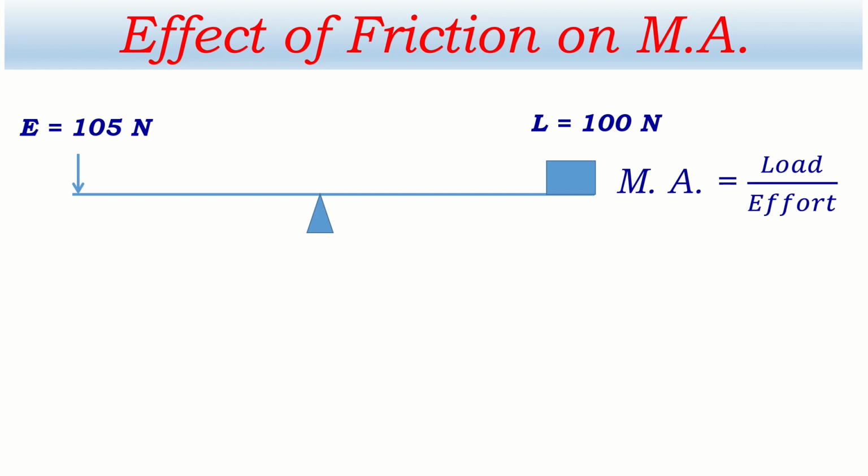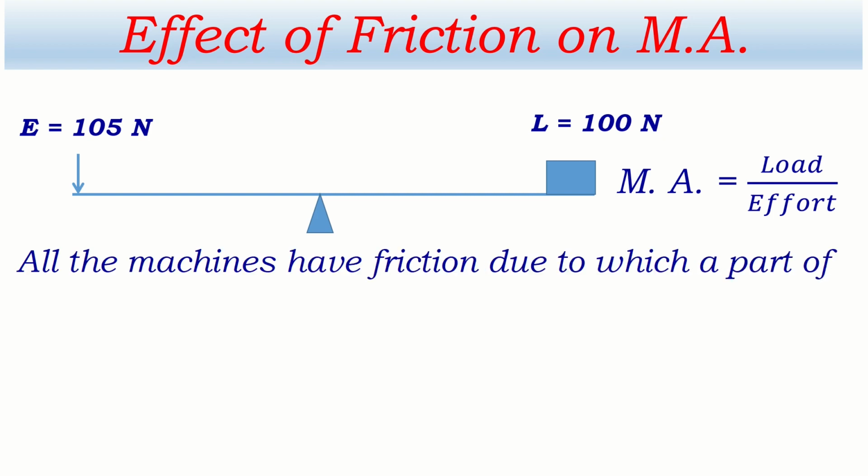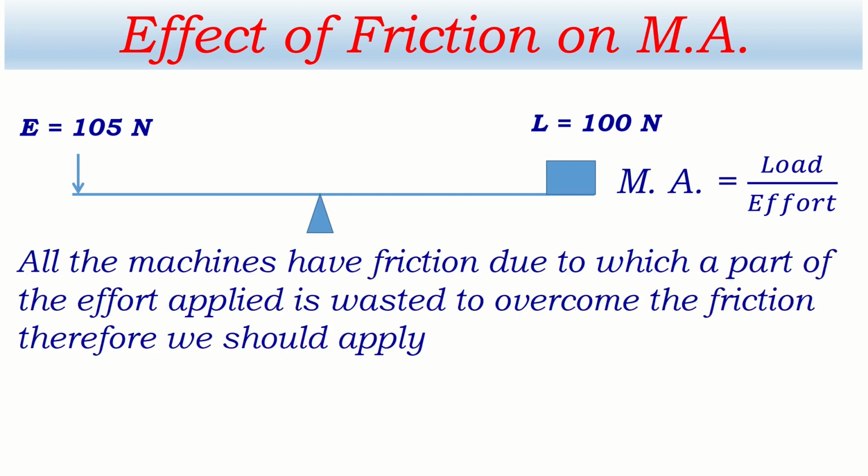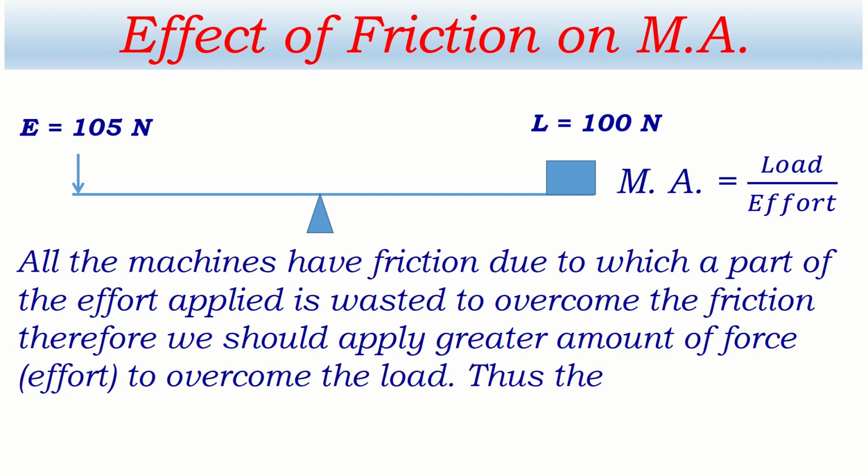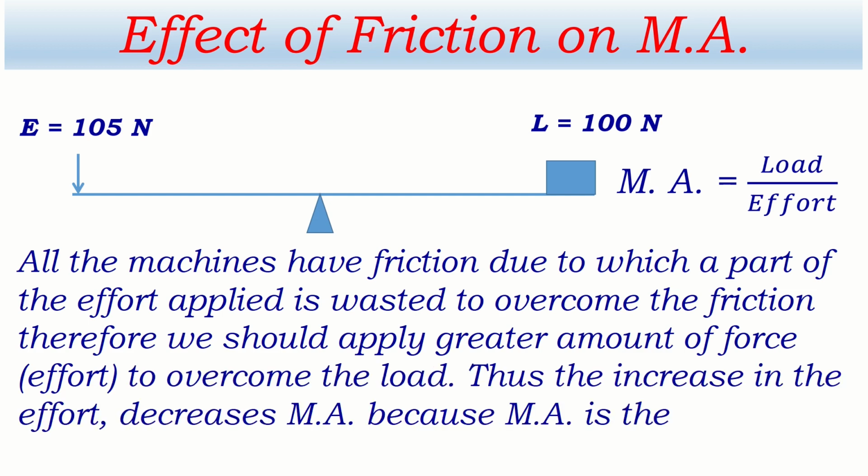It reduces mechanical advantage. We can write in a sentence also: all machines have friction, due to which a part of the effort applied is wasted to overcome the friction. Therefore, we should apply a greater amount of force, that means effort, to overcome the load. Thus, the increase in the effort decreases mechanical advantage, because mechanical advantage is the ratio of load to the effort. This is all about mechanical advantage: the definition, equation, why it has no unit, why it is expressed as a number, and what factors affect the mechanical advantage.